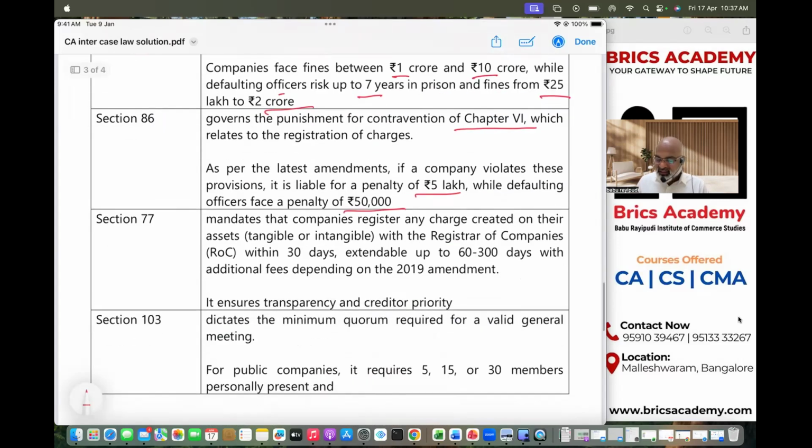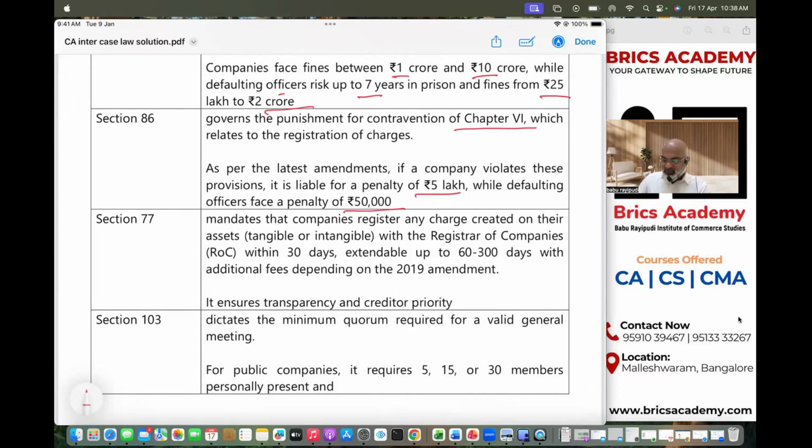Understood. Section 77 says it is the duty of the company to register a charge whenever the company borrows money, if the company has given security or created a charge on the security. Creating a charge on the security is nothing but giving an interest on the property, in the sense of giving rights and benefits on the property to the lender.